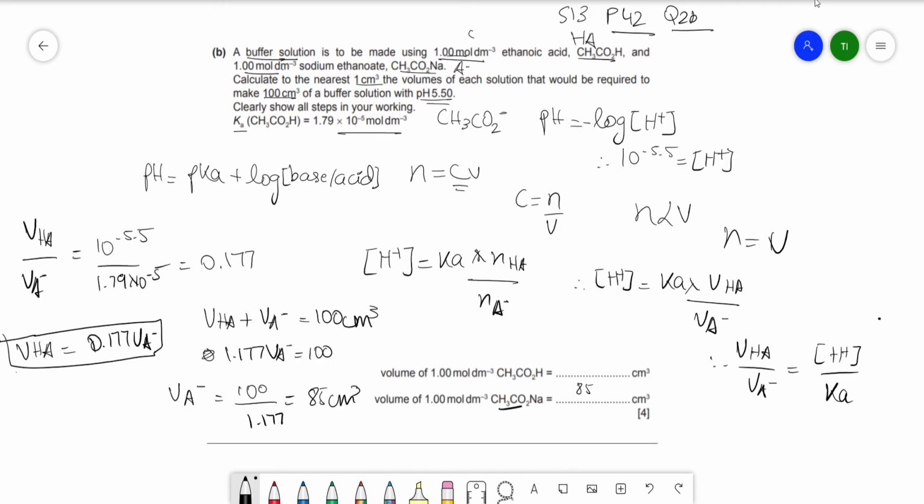Now from here on you can either approach this by, well, the total volume is 100, so 100 minus 85 will give me the answer here, or you could substitute this VA⁻ value into this and calculate the volume of HA, or the acid, which is still going to give you the same answer. The final answer is 15. Okay, I hope you understood. You don't have to take every single step. If you're confident in yourself mathematically, you can skip a few steps here, like just convert this directly into this, instead of doing it every single step, to avoid using up so much space.